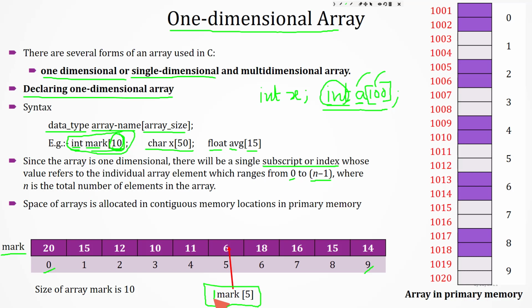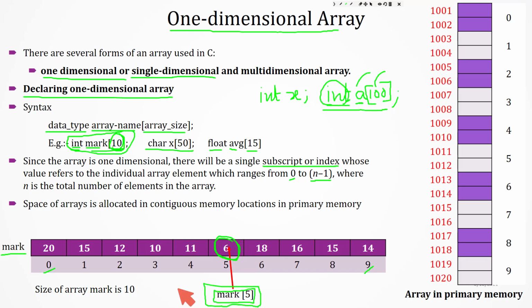So here I am just writing mark of 5. Here there is int also. Here mark of 5 refers to the cell with index value 5. That means it refers to this address location or this memory location.